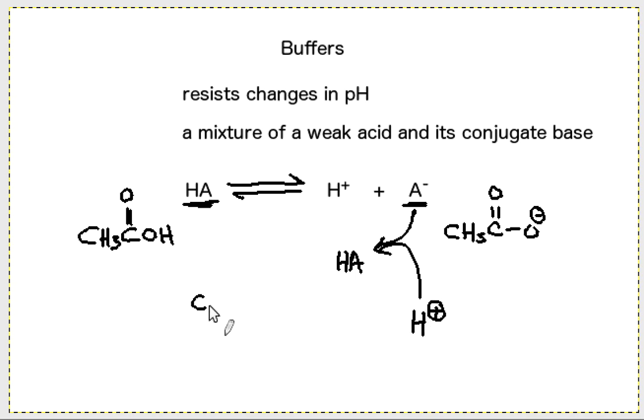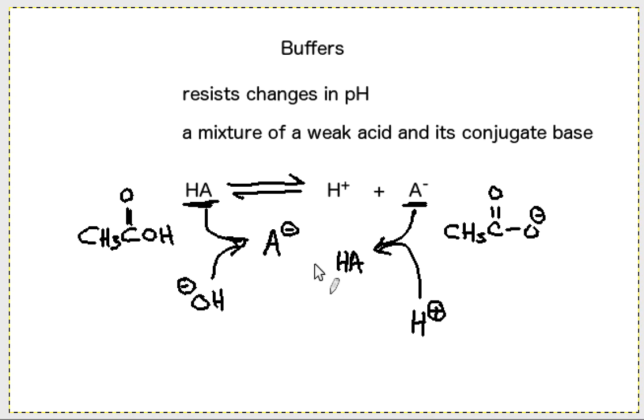It does a similar thing if the buffer is subjected to a strong base. Here's a source of hydroxide, maybe from sodium hydroxide. Now if you just put sodium hydroxide in water, it really is going to increase pH drastically. But this buffer is going to react with this base. The acid part of the buffer is going to react with the base, and in a similar fashion, it converts this strong base into the weak conjugate base, which does not have as much of an effect on pH.